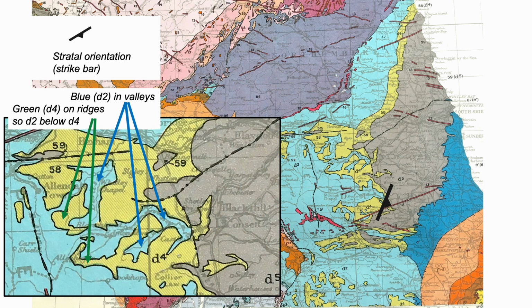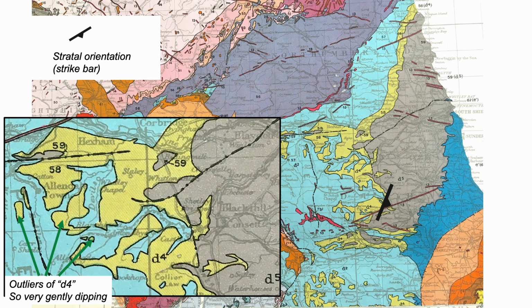There are outliers of the green D4 on the various hilltops over here, and this implies that the boundary between light blue and green is very gently dipping. It also means we've got to take some care, because these apparent V's in the outcrop shape of the boundary are because of the rocks going around the head walls of the various valleys.